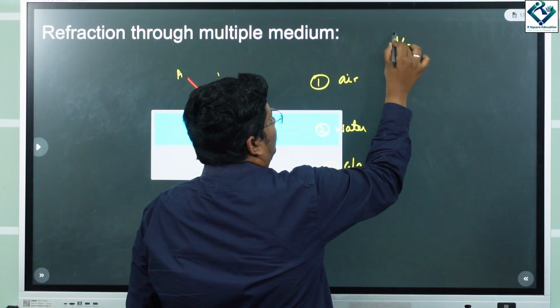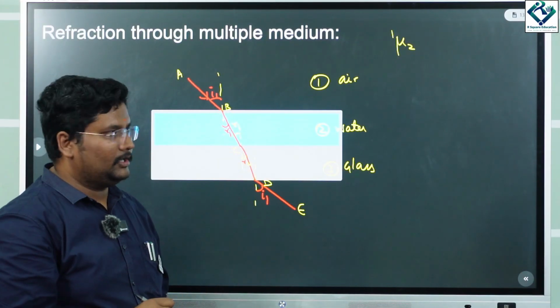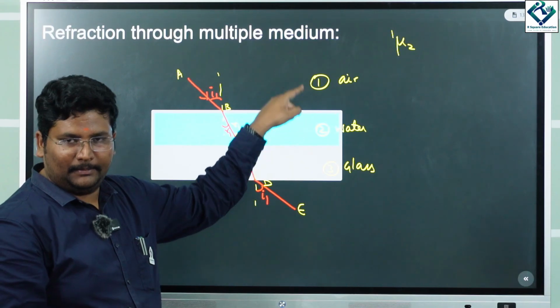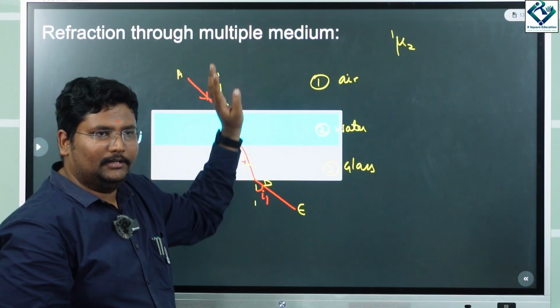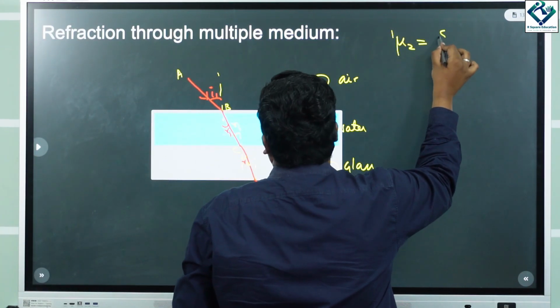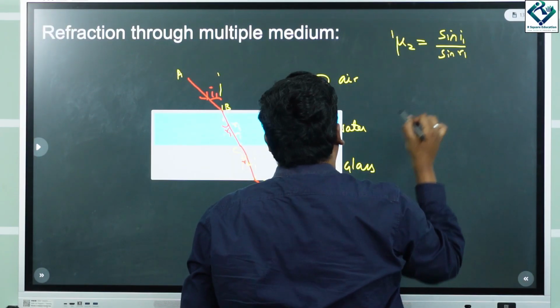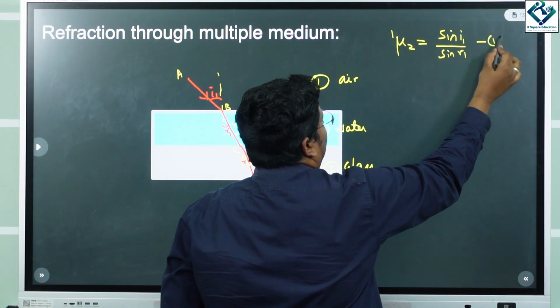In the first condition, mu12, because the first medium which is going to make the refraction happen is second medium, or refractive index of second medium with respect to first medium. So what you'll get? Sin I1 divided by sin R1. Let this be first equation.